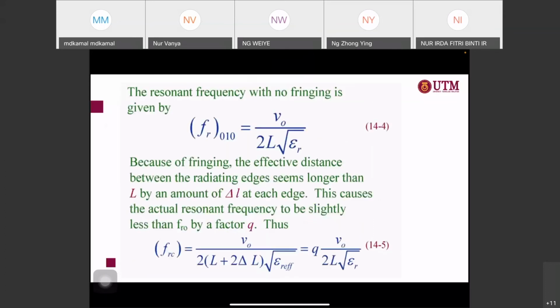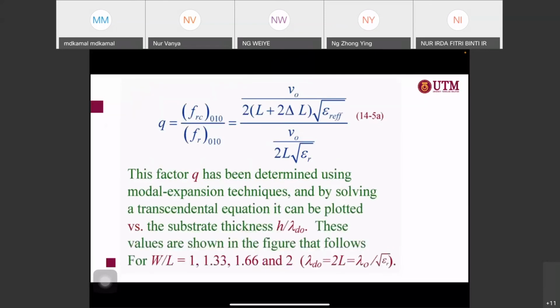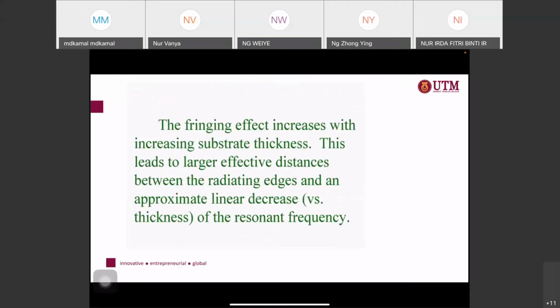The resonant frequency with no fringing is given by this. Because of the fringing, the effective distance between the radiating edges seems longer than L by an amount of delta L at each edge. So the frequency is slightly less than f naught by a factor Q. Q is just a filling factor that you can use in your equation as well. Factor Q has been determined using the model expansions here. The fringing effect increases with increased substrate thickness. This leads to a larger effective distance between the edges and an approximately linear decrease.